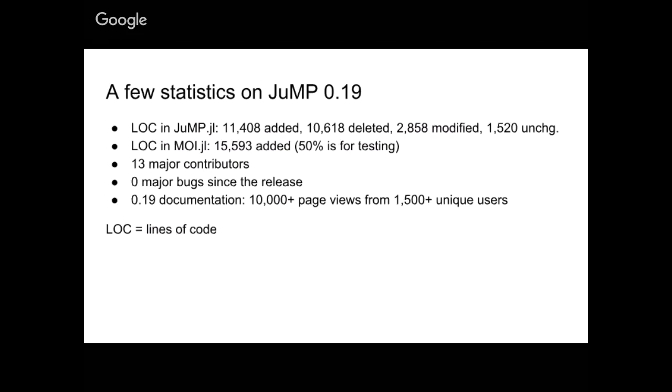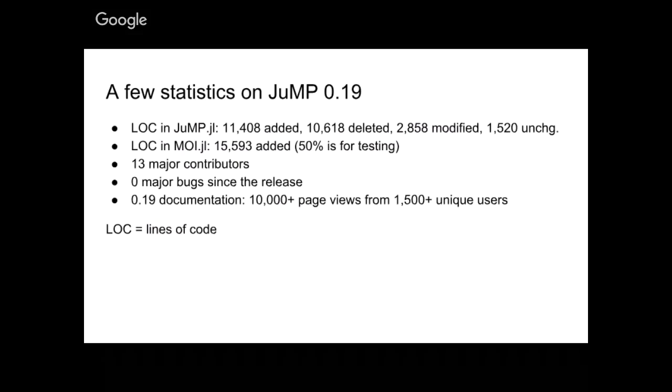Okay, so to give you a bit more detail on 0.19, I looked at the difference in lines of code from 0.18 to 0.19. In JuMP itself alone, we added 11,000 lines of code. We deleted 10,000 lines of code. We changed 2,800 lines of code, and only 1,500 lines of code were not touched. So basically, it all changed.